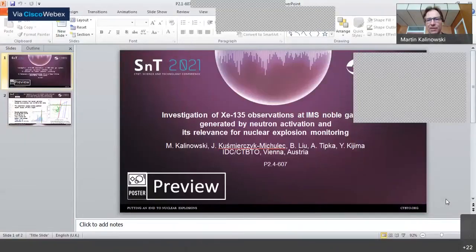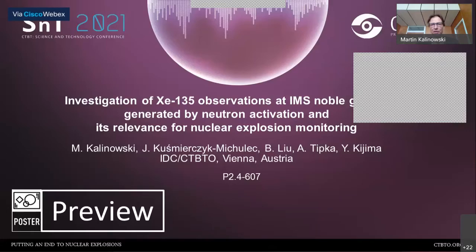This is a poster on radioxenon-135 observations at IMS Noble Gas stations. And this is an issue that has long been in question. There are sometimes xenon-135 observations alone, no other radioxenon observed, which is very strange. And often the xenon-135 to xenon-133 ratio is quite high, higher than expected from fission, unless it's a very fresh release. And that's unlikely, actually.